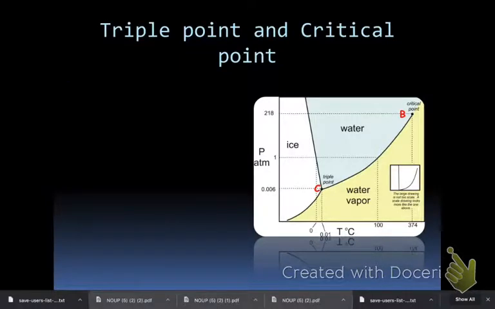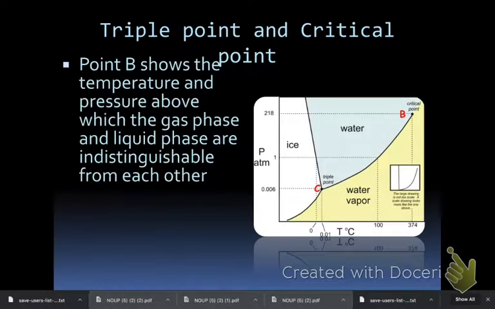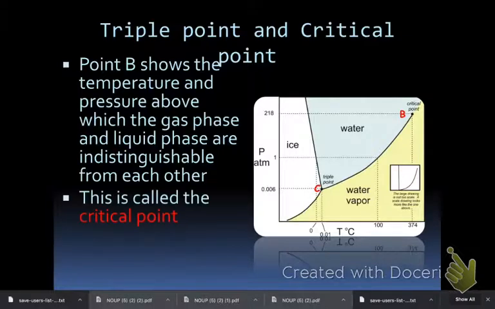Now the critical point, this is something that's useful for engineers. There comes a point where once you go above that pressure or temperature, the phases of matter cannot be distinguished from each other. I think it's called a supercritical fluid or something like that. That's where you can't tell the difference between the water and the water vapor. So they're indistinguishable from each other at that point. And that's the critical point. So we have a critical pressure and we have a critical temperature.